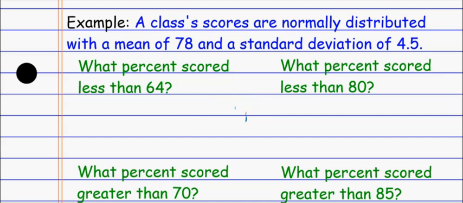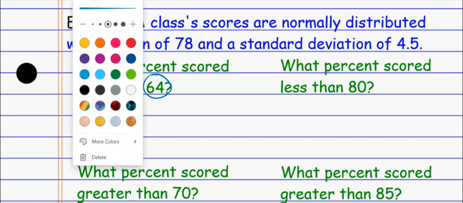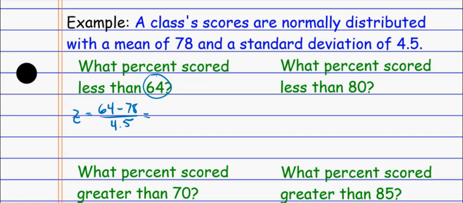So what happens is I just look at this value of 64 and say, hey, let's convert this to a z-score. Remember that my z-score is just the data value minus the mean divided by the standard deviation, okay? And I'm just going to plug that into my calculator. When I do that, it gives me a negative 3.11. I'll just round it to 2 decimal places.